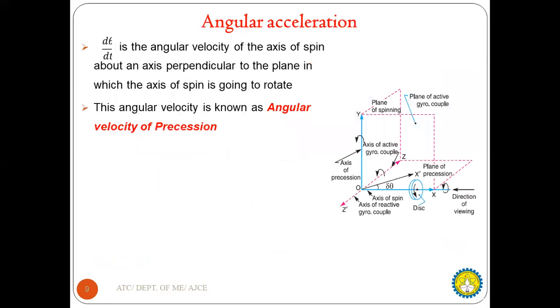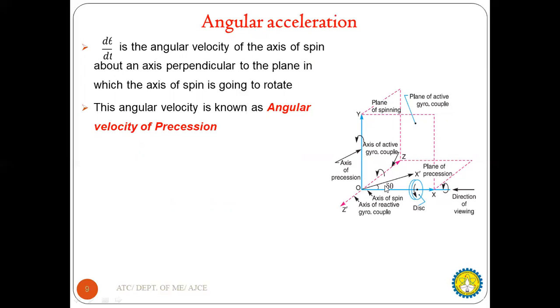Then we have to consider another case. Here a similar disk is rotating in the counterclockwise direction if you are looking from here. This is the axis of the disk. At the same time, this entire axis plus the disk is rotating about the OY axis. So in this plane, it is rotating.